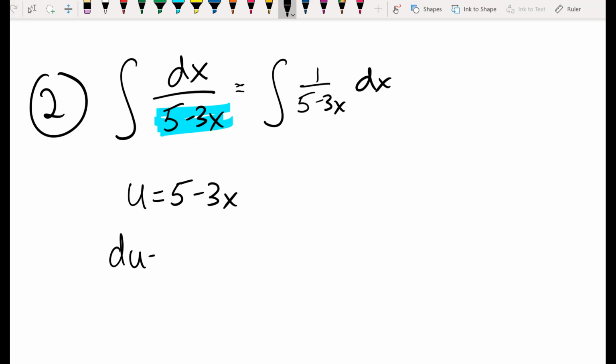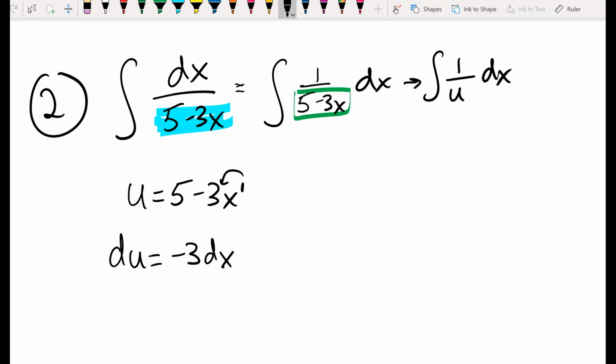And if I differentiate, the constant goes away, and if I bring down that 1, that's negative 3x to the 0, but remember x to the 0 is just 1. So that negative 3x turns into negative 3 times dx. So you've got to ask yourself, what am I still trying to replace? Well, I replaced that denominator right there. So right now I have the integral of 1 over u dx. So really I still need to get rid of that dx right there.